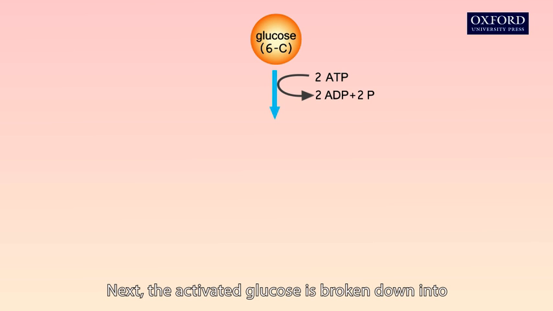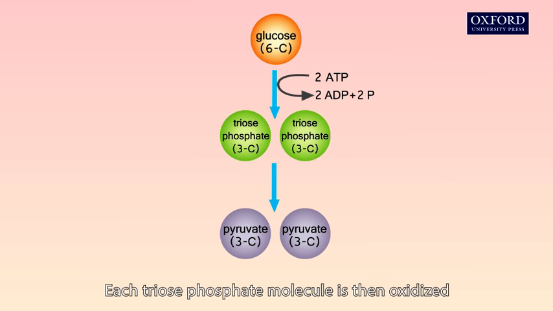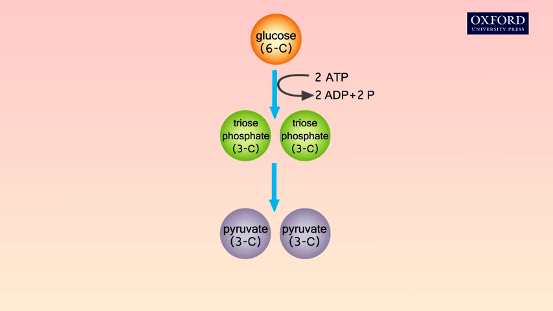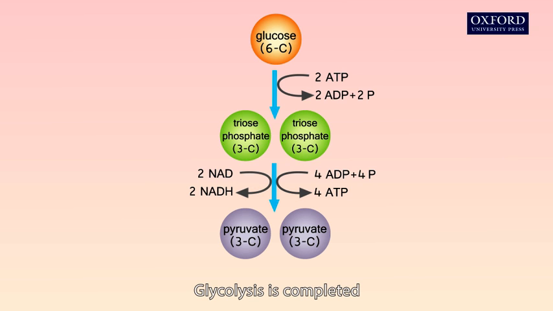Next, the activated glucose is broken down into 2 molecules of triose phosphate, which is a 3-carbon compound. Each triose phosphate molecule is then oxidized to another 3-carbon compound, called pyruvate. In this process, ATP is formed, and NAD is reduced to NADH. Glycolysis is completed.